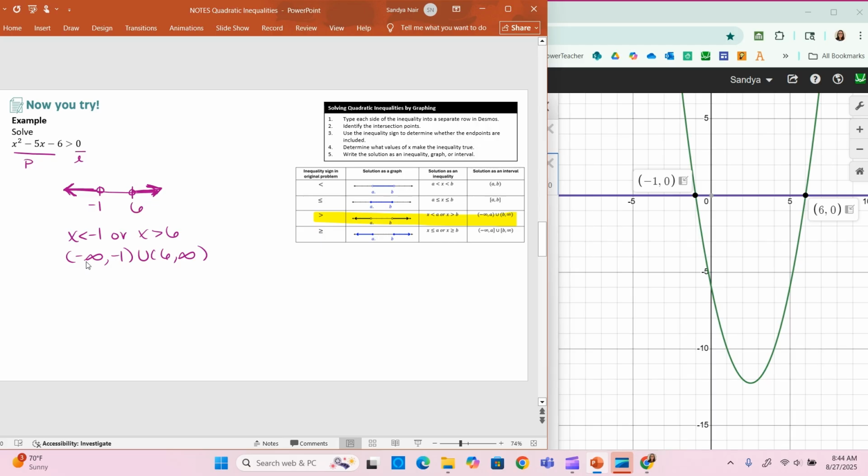If I'm writing it as an inequality, it's going to be an "or" inequality. So x is less than -1 or x is greater than 6. If I write it as an interval, remember I need to write it in two pieces. So -infinity to -1 or 6 to infinity. Keep in mind that we have to use open parentheses everywhere because those endpoints are not included.